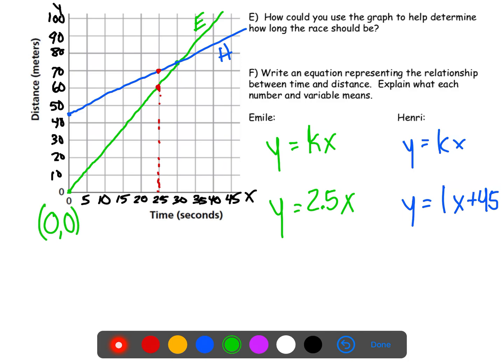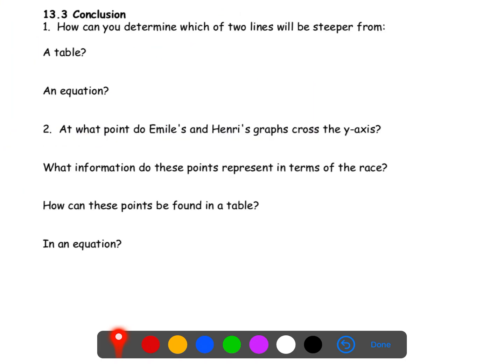That was for Emil. And at 0, 45, that was for Henry. That would be where they're crossing the y-axis when the x value is 0, when there's no change on the x-axis. Those points represent the starting point of the race, something we've already talked about.